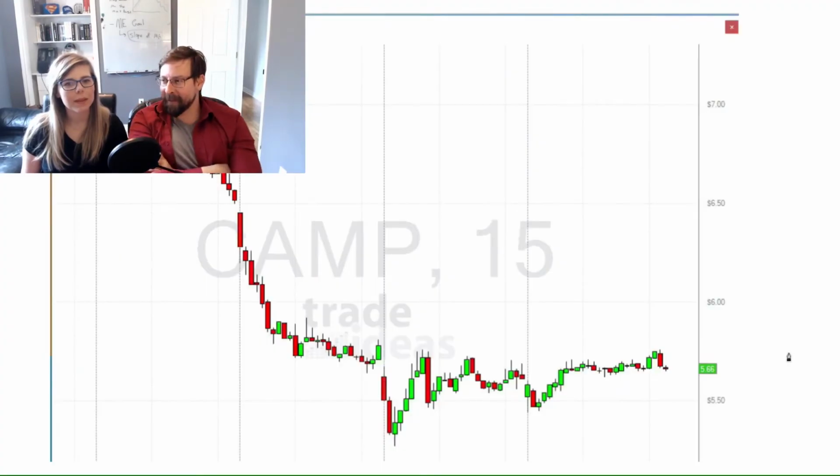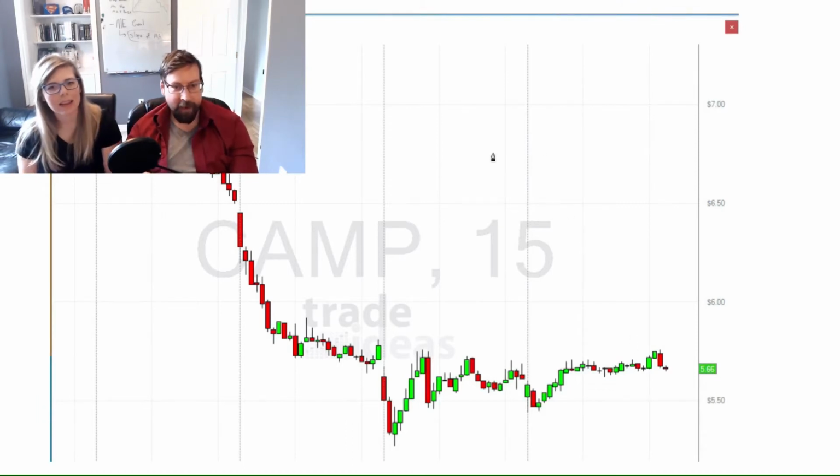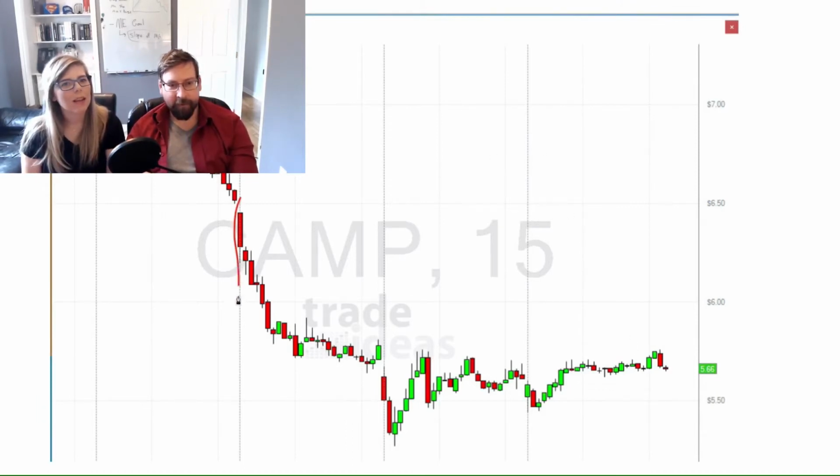This one's going to be a bit harder, I think. I'm not sure. Like, I see a little rounded bottom here, but I don't see anything really over here. Let me give you a hint. The pattern starts, look from here over.